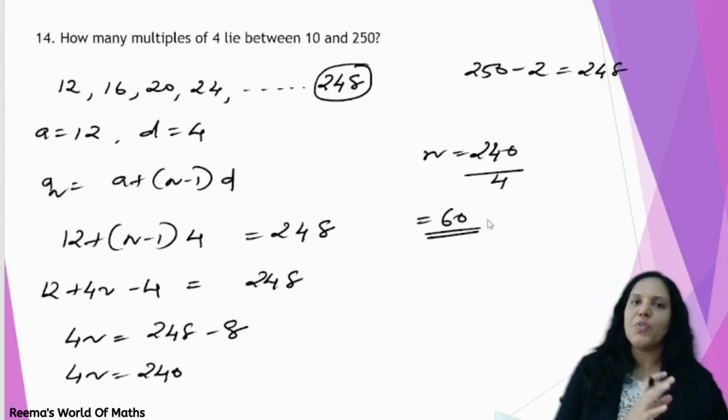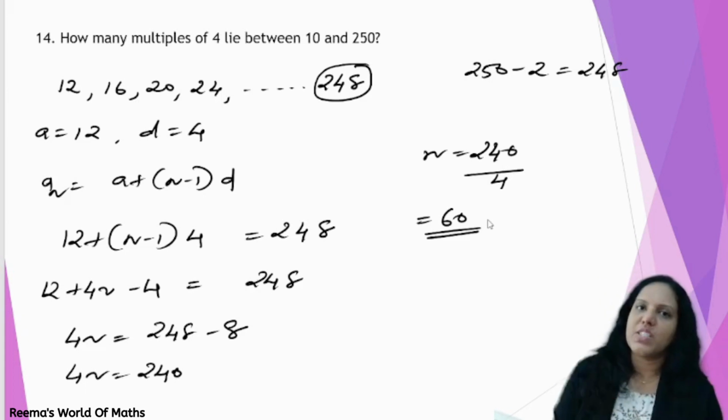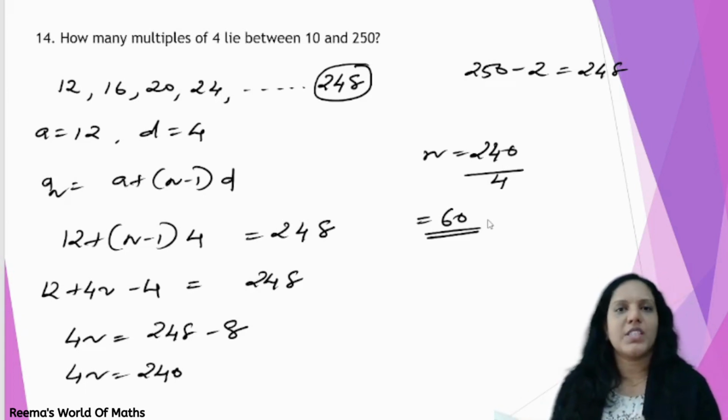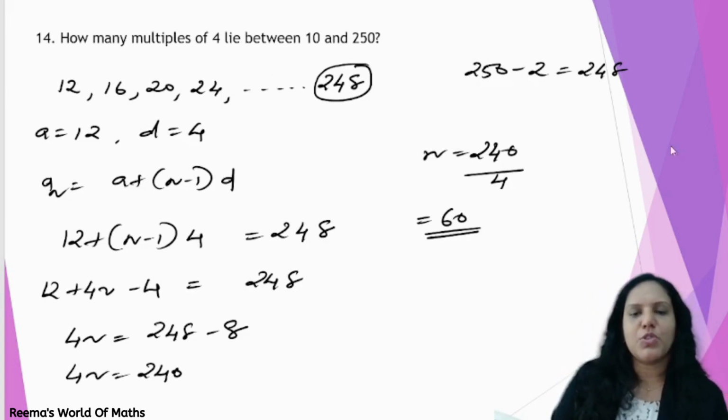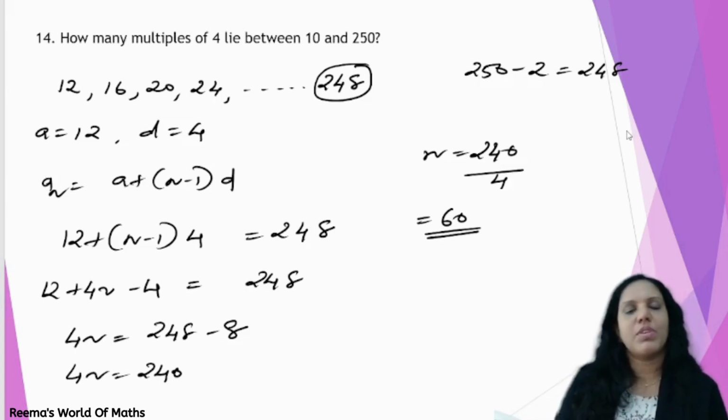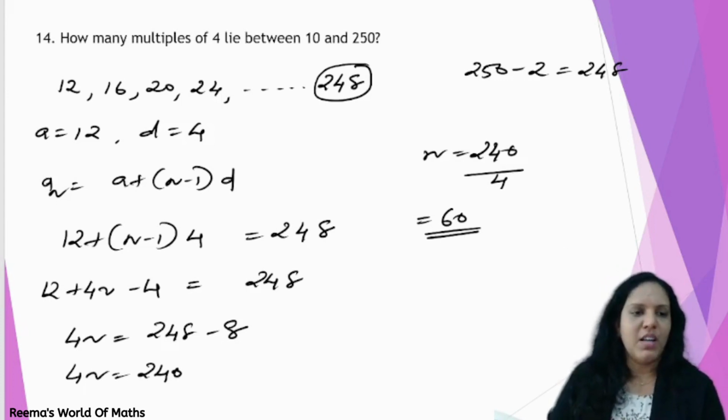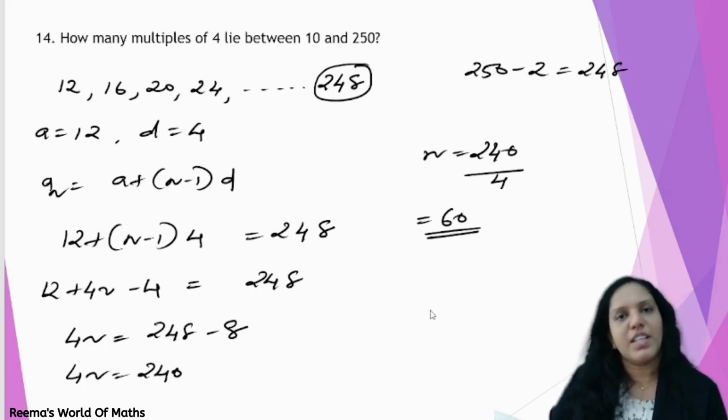So here we just need to find the series, the first term and the last term. For the last term we need to know the divisibility rules of each number. If we divide 250 by 4, there will be a remainder of 2. So it is easy to find the last number less than 250 which is a multiple of 4: we just need to subtract the remainder from 250. That will be 248. So there are 60 numbers which are multiples of 4 between 10 and 250.